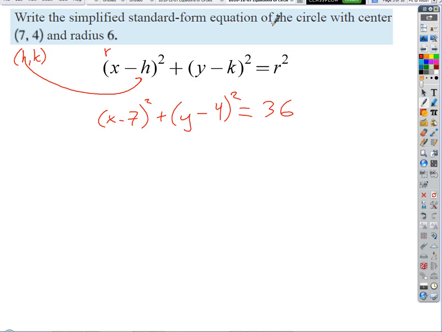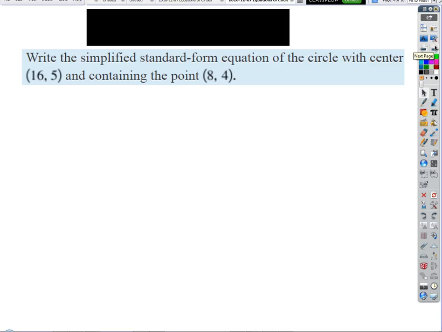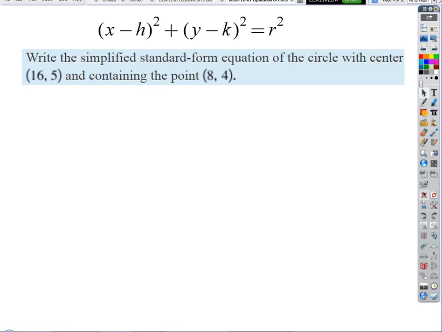Okay? Let's try another one. So let's make this one step harder. So what about something like this instead? Same kind of a problem, only this time they didn't give us the radius. They gave us the coordinates of a center and the coordinates of another point that's on the circle.